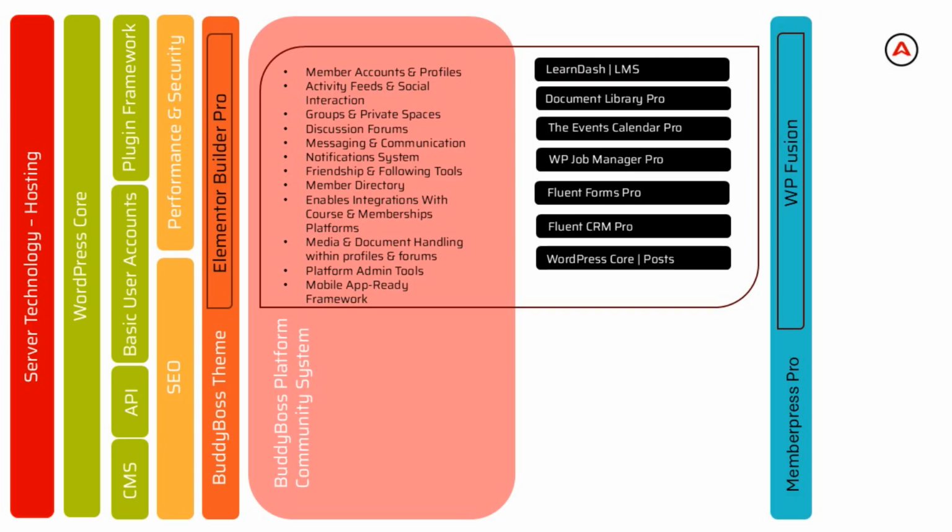of how the platform operates and the role each component plays within the overall architecture. This visual shows the Basecamp platform in layers. Each color represents one part of the system, from the server and WordPress Core to BuddyBoss Theme, Elementor, the BuddyBoss platform, and then the extended plugins that add learning, content, events, jobs, forms, and CRM. MemberPress and WP Fusion sit on the side to handle memberships and access. As we go through each section of the presentation, I'll refer back to these colors so you always know exactly where we are in the overall stack.